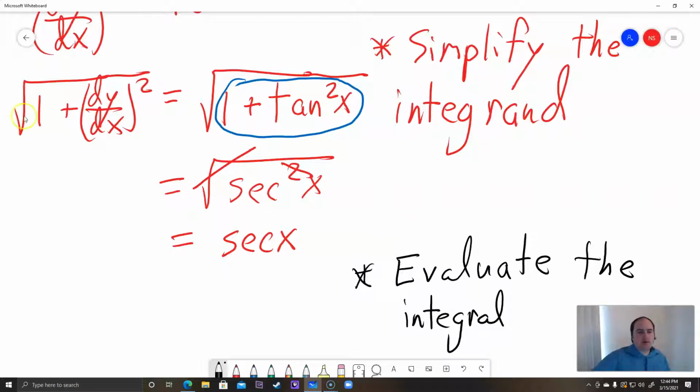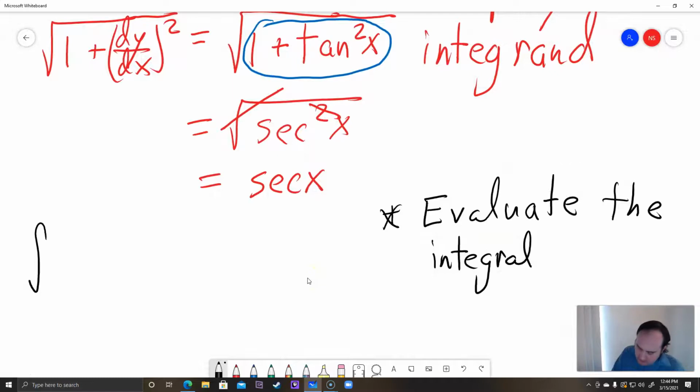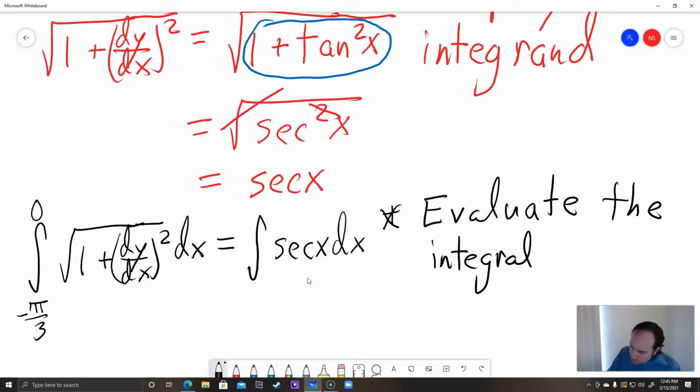Okay, so the original integral was the integral from a to b, so that's the integral from negative pi over 3 to 0 of the square root of 1 plus (dy/dx) quantity squared dx. Okay, but we just said that integrand simplifies to secant. So we're actually just going to be doing an integral of secant of x dx from negative pi over 3 to 0.